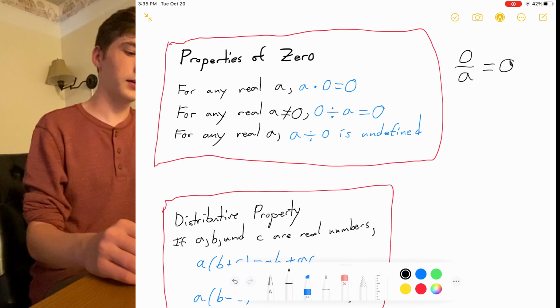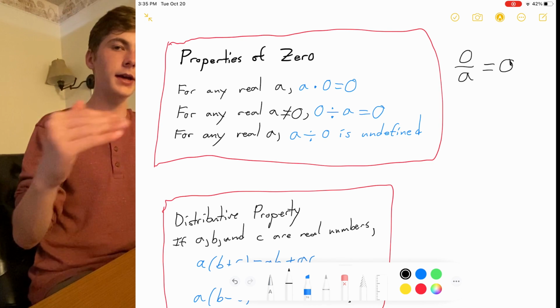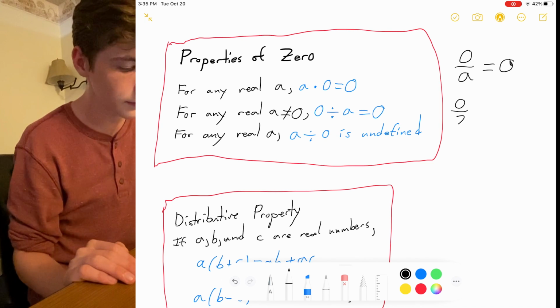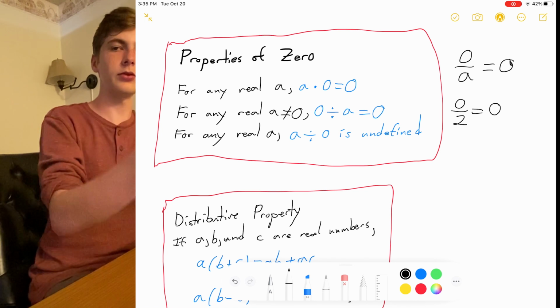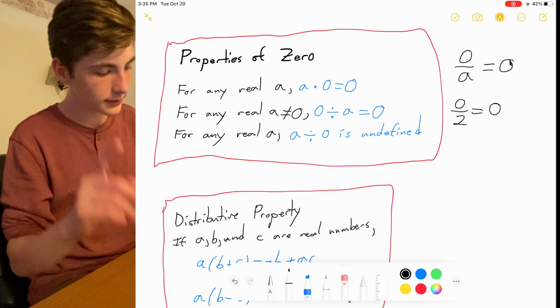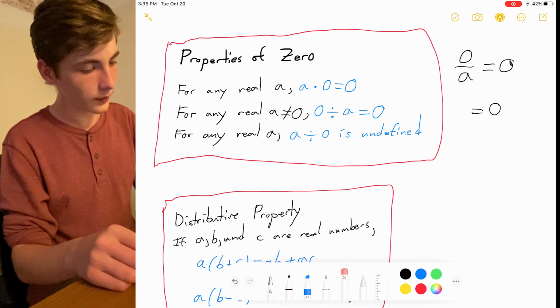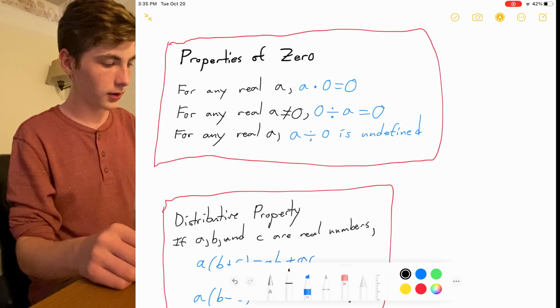So any number dividing into 0, not divided by 0, dividing into 0. So for example, 0 divided by 2, it's always going to equal 0. Whenever 0 is in the numerator of a fraction, it's going to equal 0. Unless 0 is in the denominator of the fraction as well, which is related to this next idea.